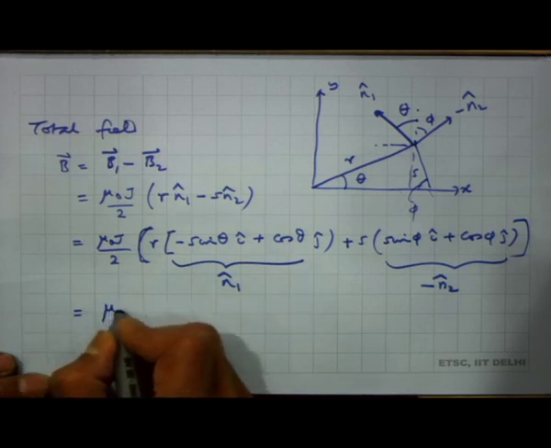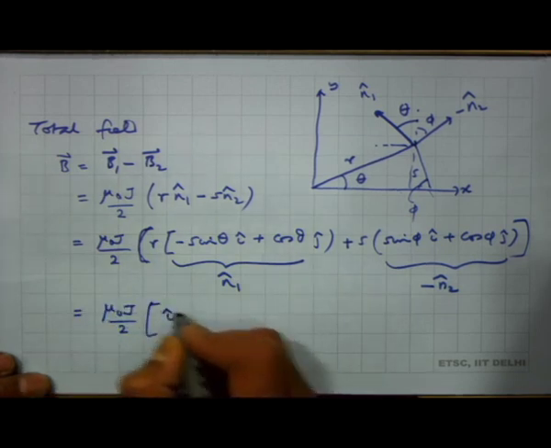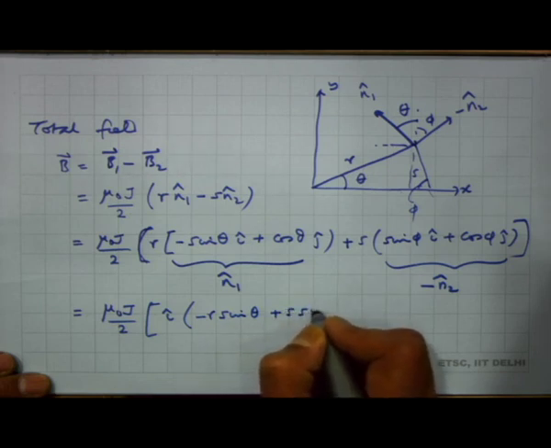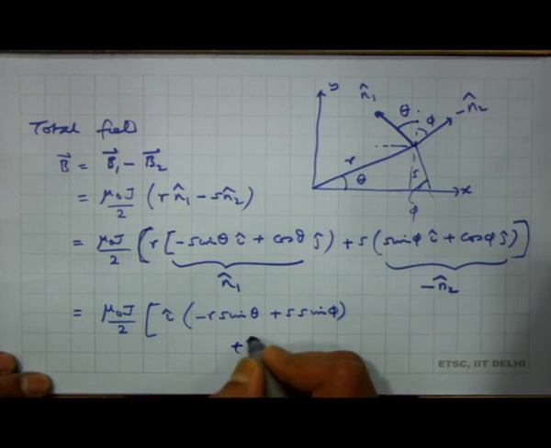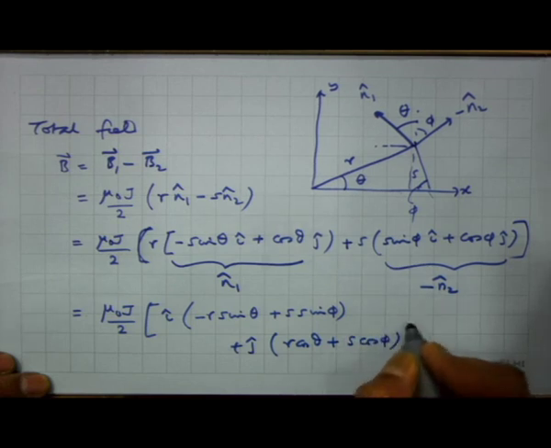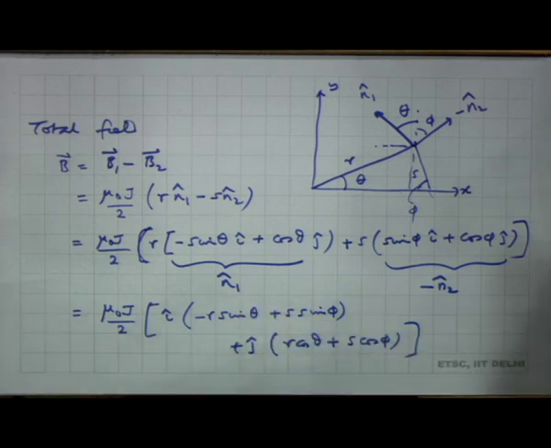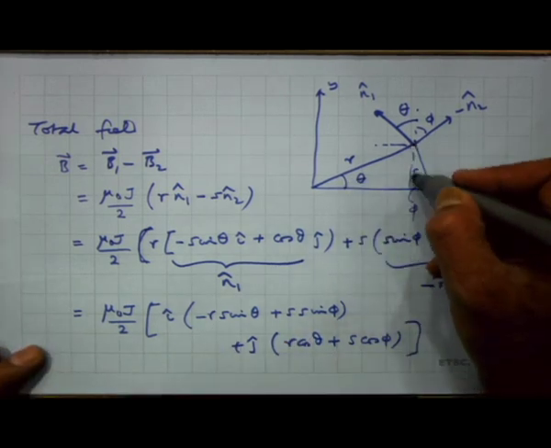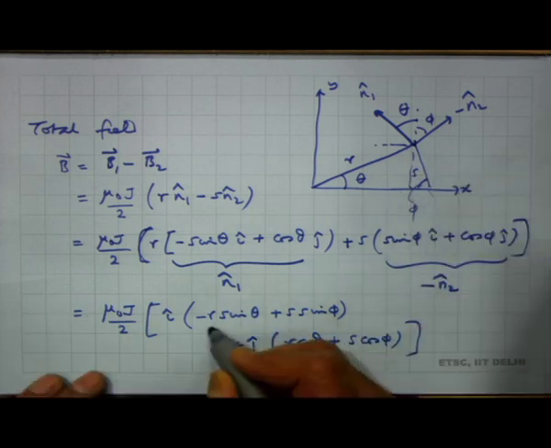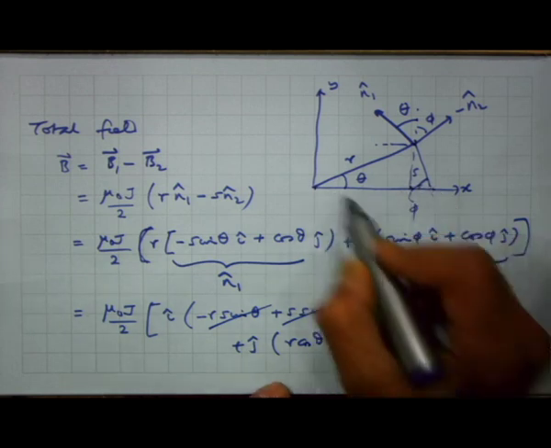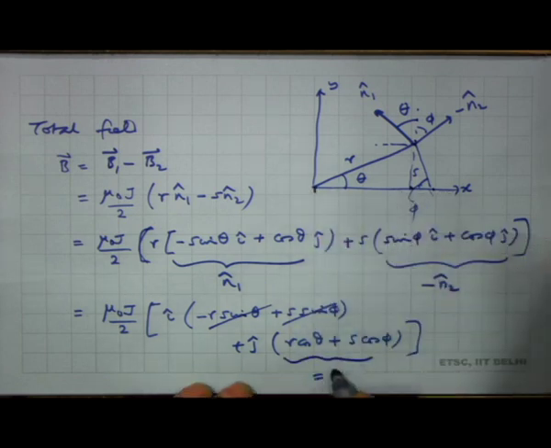So, this is nothing but equal to mu naught j by 2 into i cap into minus r sin theta plus s sin phi plus j cap into r cos theta plus s cos phi. Okay, so I have combined the i cap terms and the j cap terms and I get these two. So, you can see here r sin theta, this is also theta. So, r sin theta is this length and s sin phi is also this length. So, these two cancel off, r cos theta is this distance, s cos phi is this distance. So, r cos theta plus s cos phi is the distance from here to here, which is nothing but b, the distance of the center of the hole from the center of the axis of the conductor.